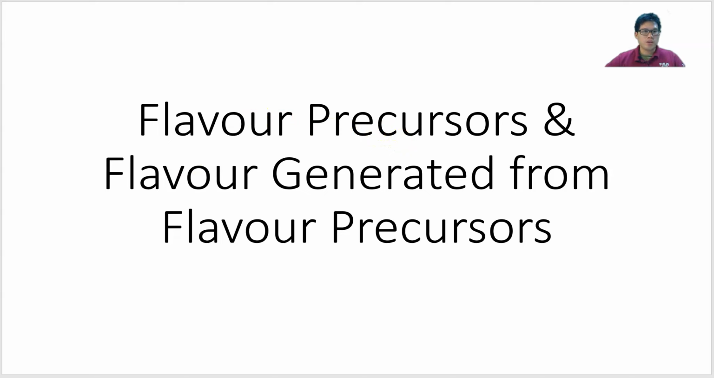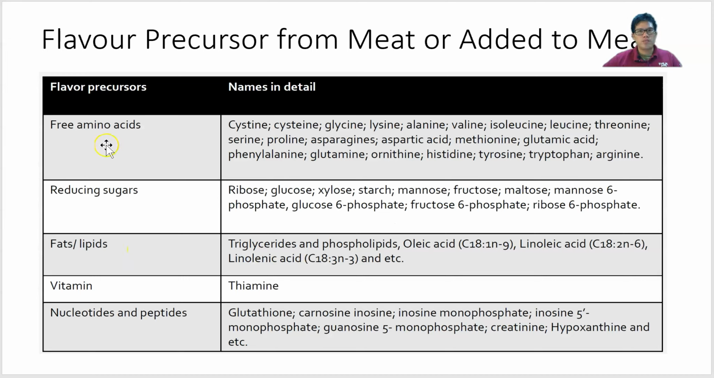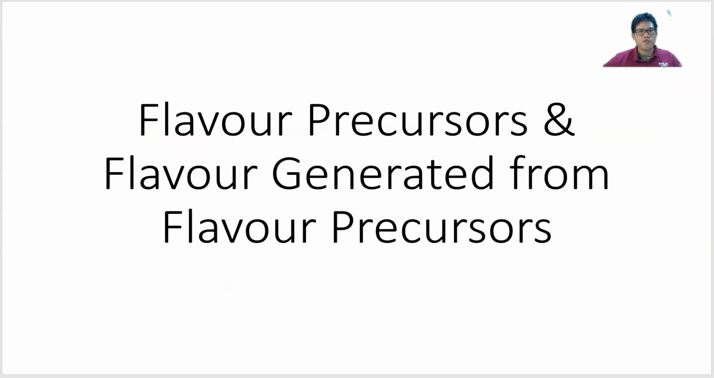Like some of the other additional ingredients that you put on the meat, which means that you actually add more precursors into the meat to generate more flavors. So the precursors that we have seen can originate in the meat or be added to the meat, like free amino acids.